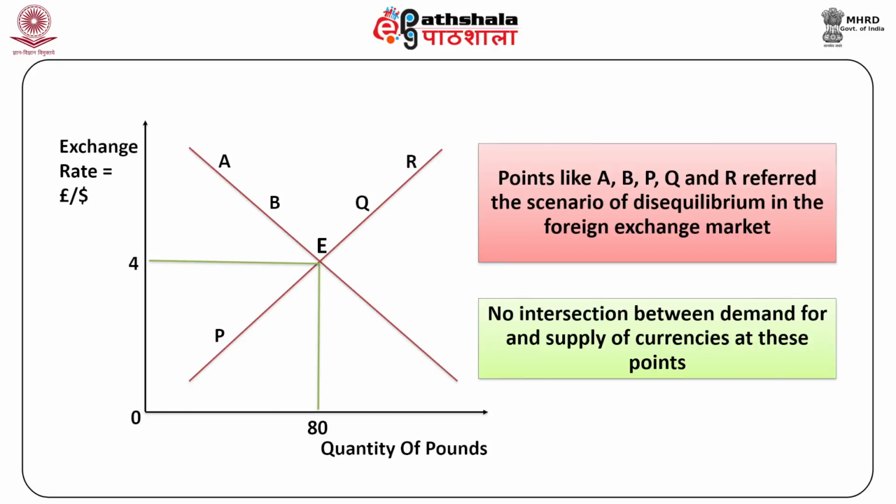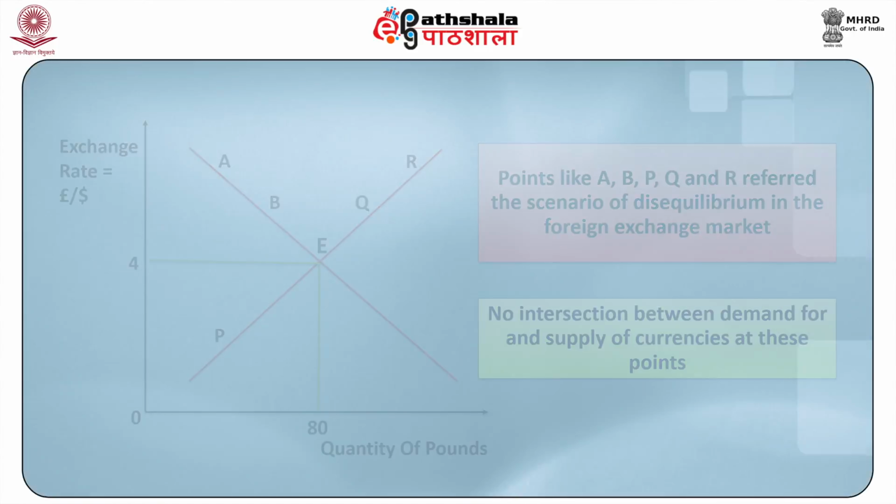In the above diagram, points like A, B, P, Q and R refer to the scenario of disequilibrium in the foreign exchange market. This is because there is no intersection between demand for and supply of currencies.